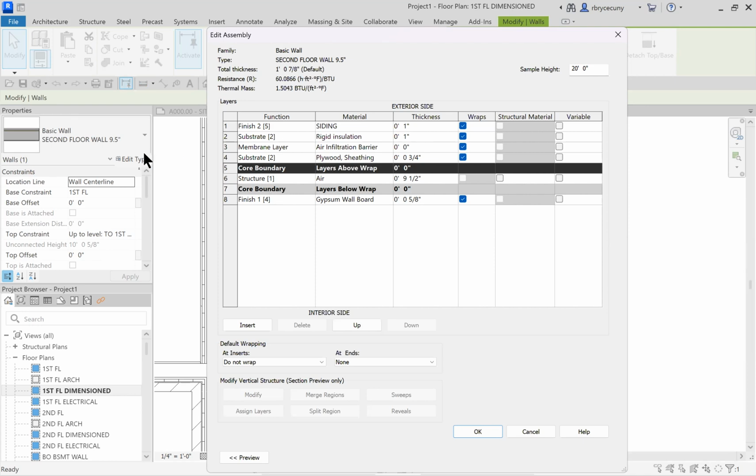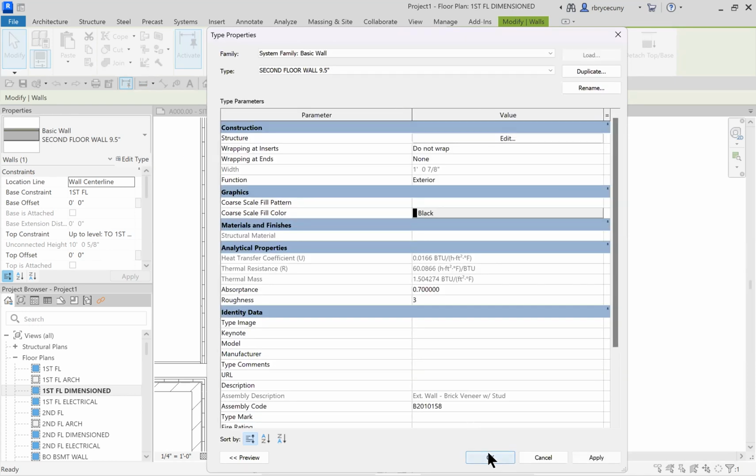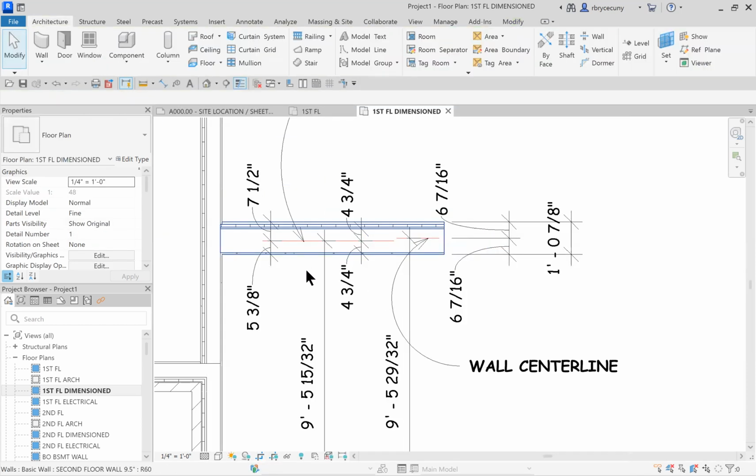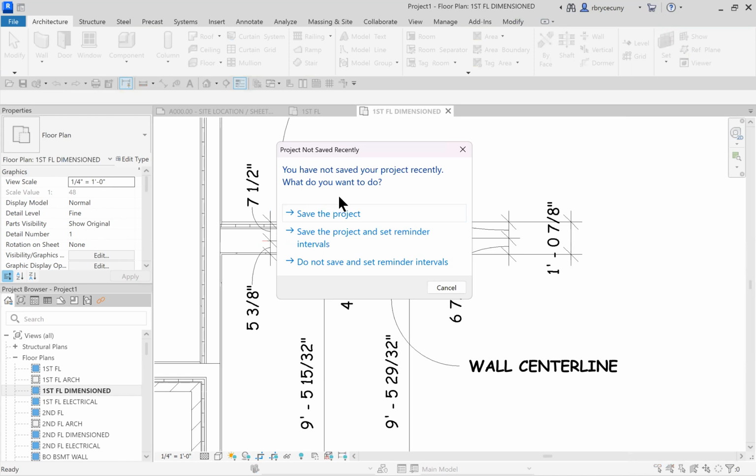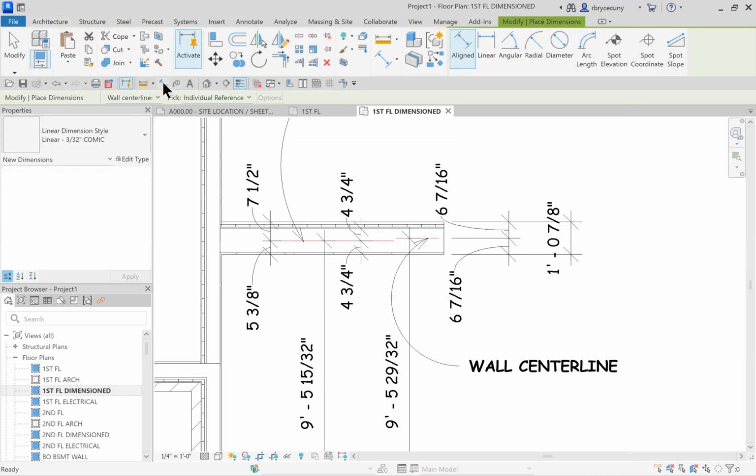So with that, when I dimension, what do I want to dimension to? Well, the wall center line would be different than the center of the core. So if I say I want to dimension to the center of the core, it'll snap to the center of my structure because my core boundary is on both sides of that. If I say I want to dimension to the wall center line, then it's going to snap to the midpoint between the exterior of both sides of the wall.